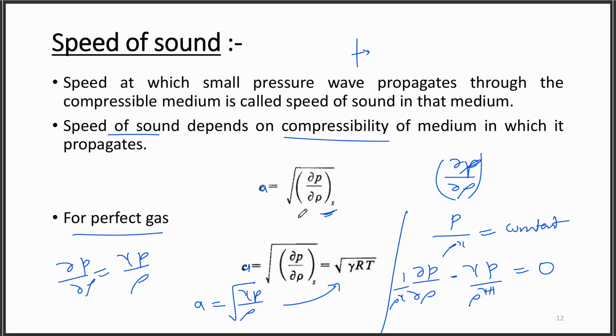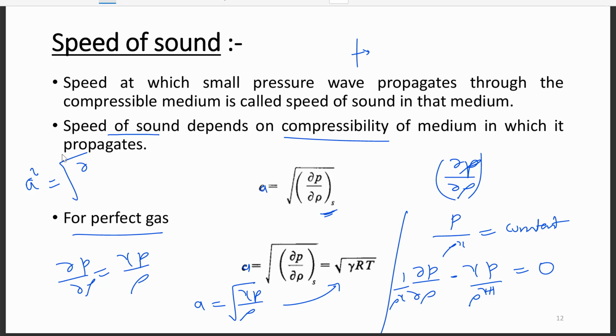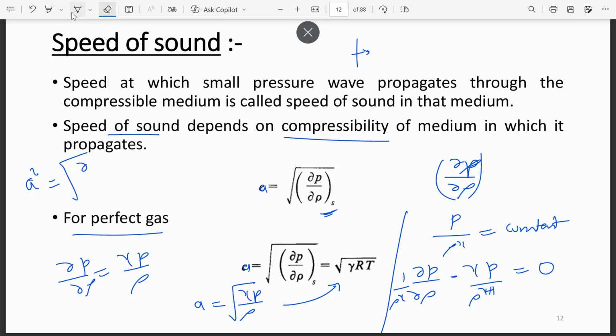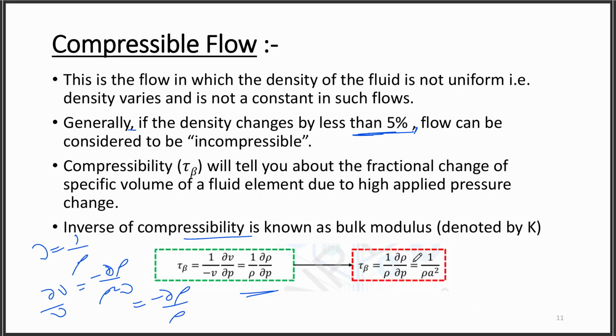Now we got a equal to under root dou p upon dou rho at constant s. So what is a square? A square is nothing but dou p upon dou rho. So here we can substitute dou p upon dou rho by a square, so we will get tau equal to 1 upon rho a square.